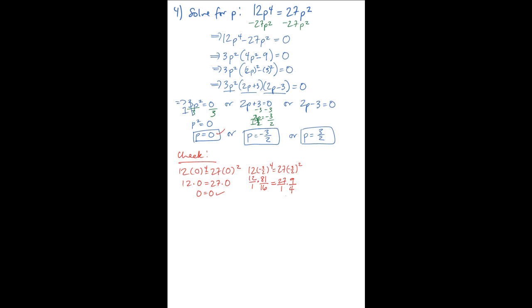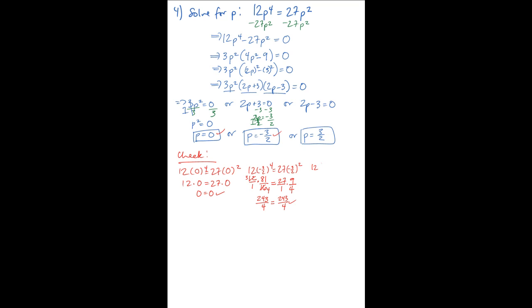We can simplify some of this. So for example, 12 and 16, they definitely have 4s in common. 4 goes into 12 3 times, 4 goes into 16 4 times. So I get 3 times 81, 3 times 1 is 3, 3 times 8 is 24, divided by 4. 27 times 9, if we check it out, we'll get 243 divided by 4. So that works. Negative 3 halves works.